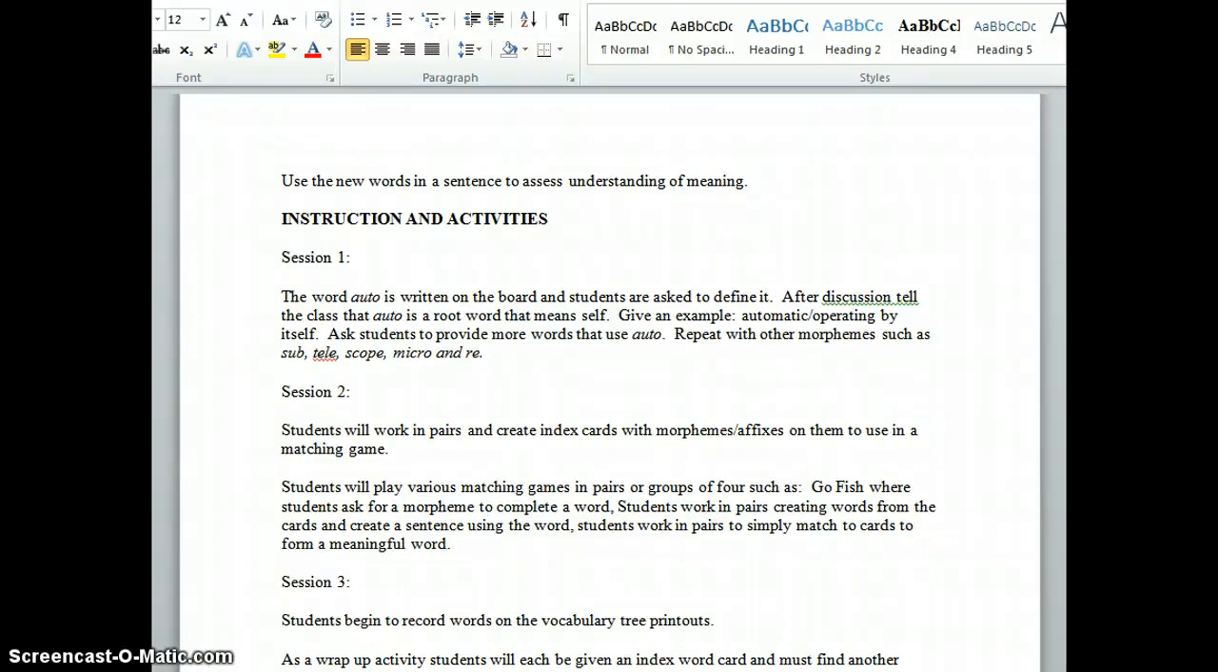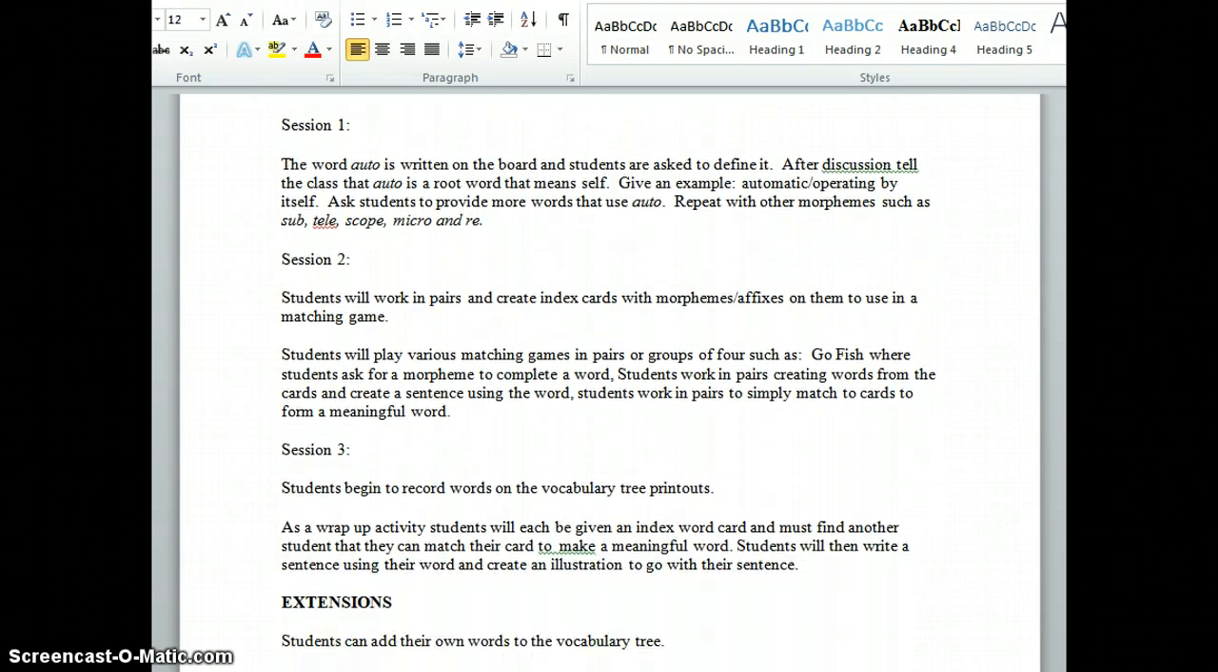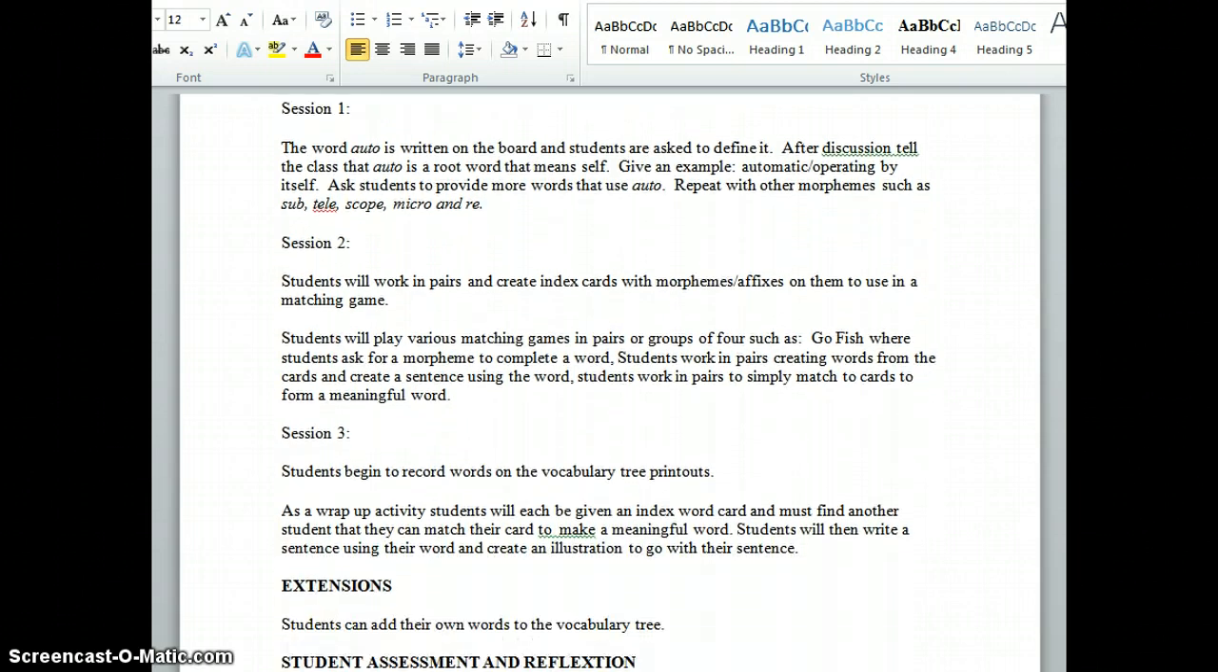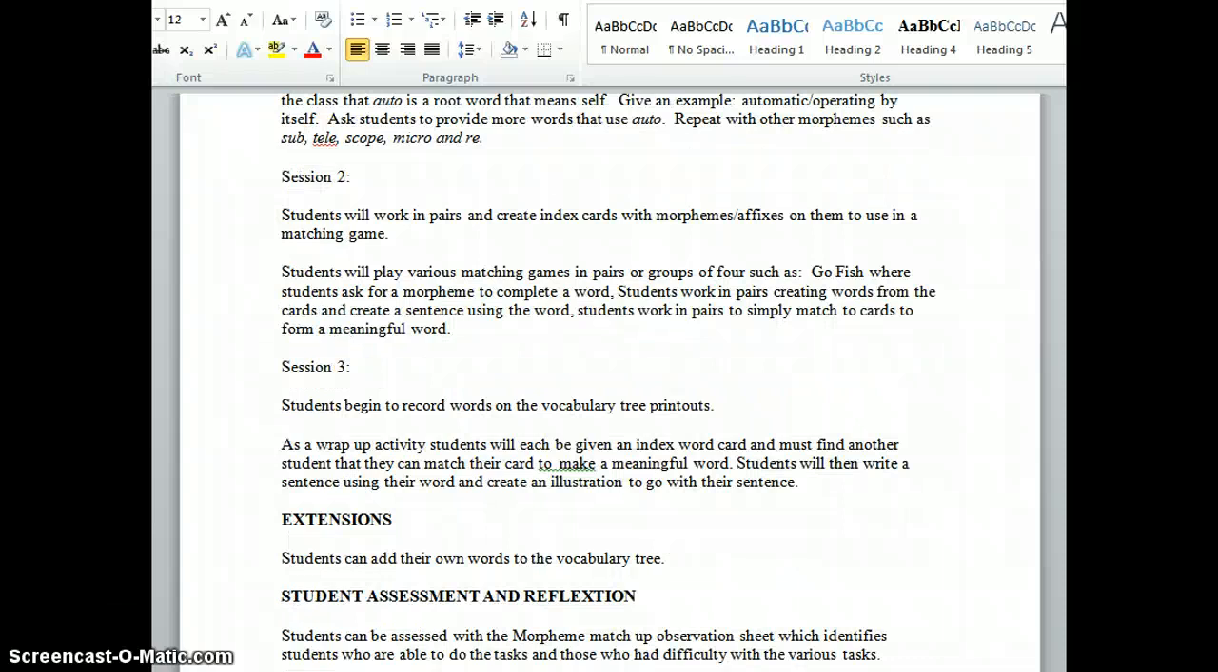In session 3, students will continue with some of these activities, and they will also begin to record words on the vocabulary tree printouts. As a wrap-up activity, as mentioned previously, students will be given an index word card, and they must find a match with another student in the classroom. So this will hopefully enable students to have some discussion using these words, have some interaction with other students, and work collaboratively to create words. Students will be encouraged to create their own words and give their meanings.